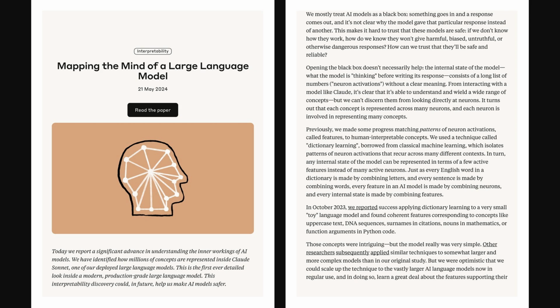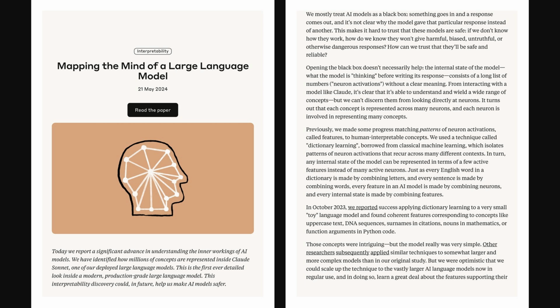I'm your host, Alex. Today, we're diving into a fascinating article by Anthropic titled Mapping the Mind of a Large Language Model, published May 21st, 2024. This post tackles the black box problem of LLMs, specifically their Claude 3.0 Sonnet model.